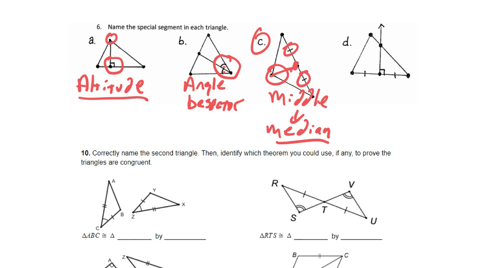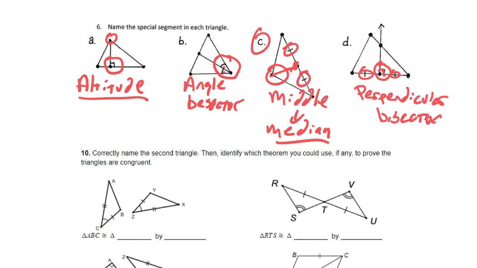The next one is a perpendicular bisector, and we know that because it drops down and creates a 90-degree angle, because I have the square, and it created two congruent segments. So this is a perpendicular bisector. Okay.